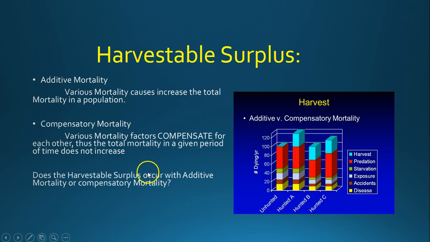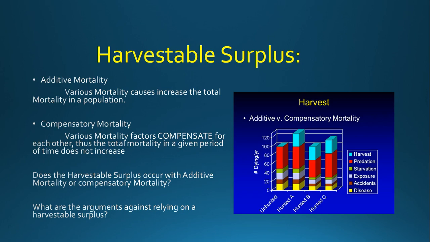So does a harvestable surplus, this idea of a harvestable surplus, occur with additive mortality or compensatory mortality? I'm going to leave that up to you. I'll post a question here so that you can answer it. So what are the arguments against relying on a harvestable surplus? Why might we not want to bank on there being a surplus of animals that we could harvest?